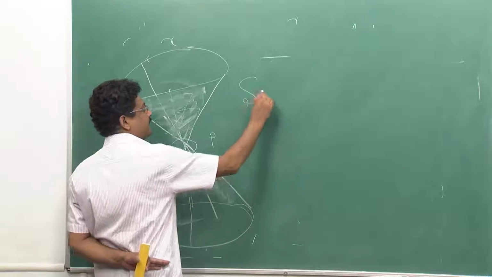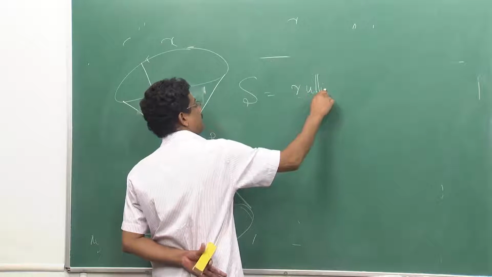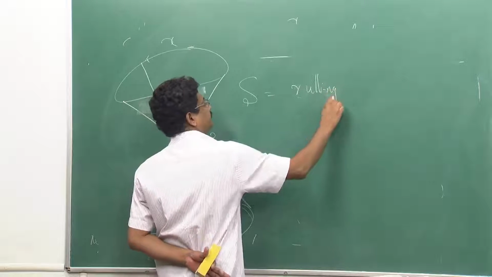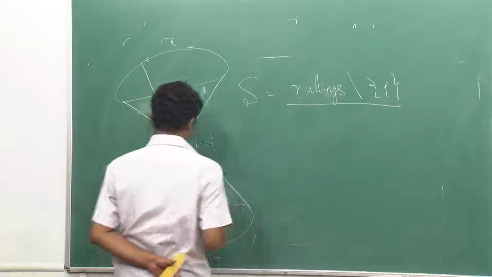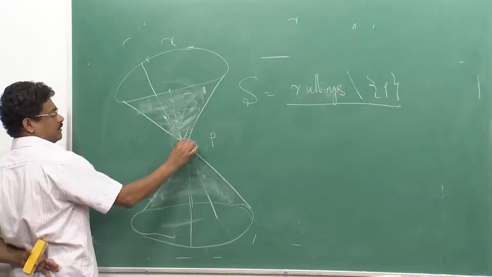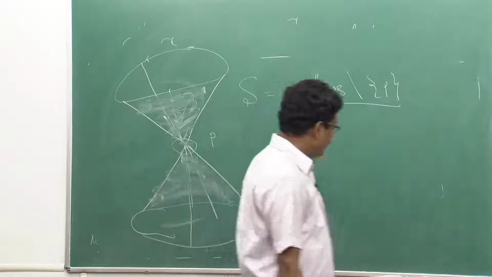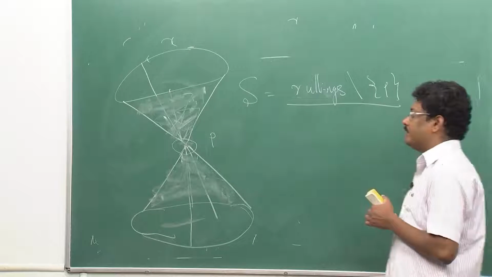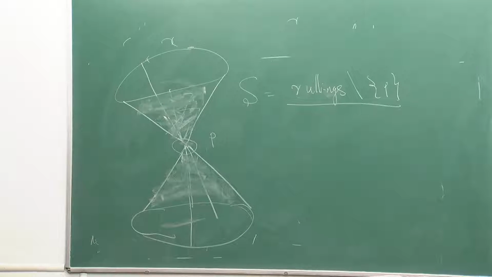So, I have to remove this point P. So, the surface S is those rulings minus the point P. I have to remove the point P, otherwise I will not get a regular surface, because we have seen that if I have this double cone type picture, then there is a problem. So, I have to remove the point P and then I will get what is called a generalized cone, known as a double cone.